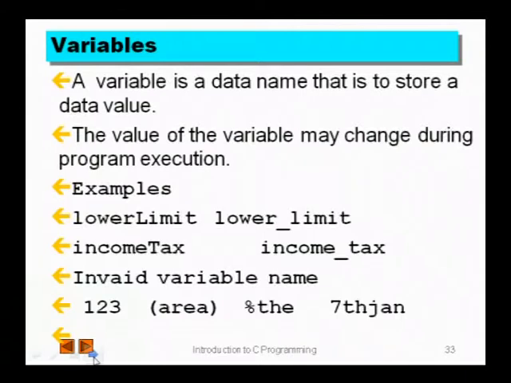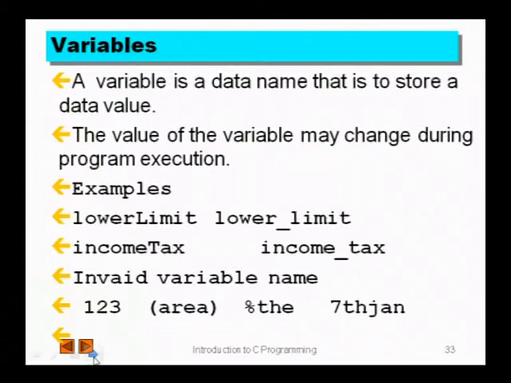We want to store some value, maybe the names of the students, or the salaries or marks of a student, or whatever it may be. So, for storing the data we require some variables. Without variables we cannot store the data at all. So, a variable is a data name that is used to store a data value.